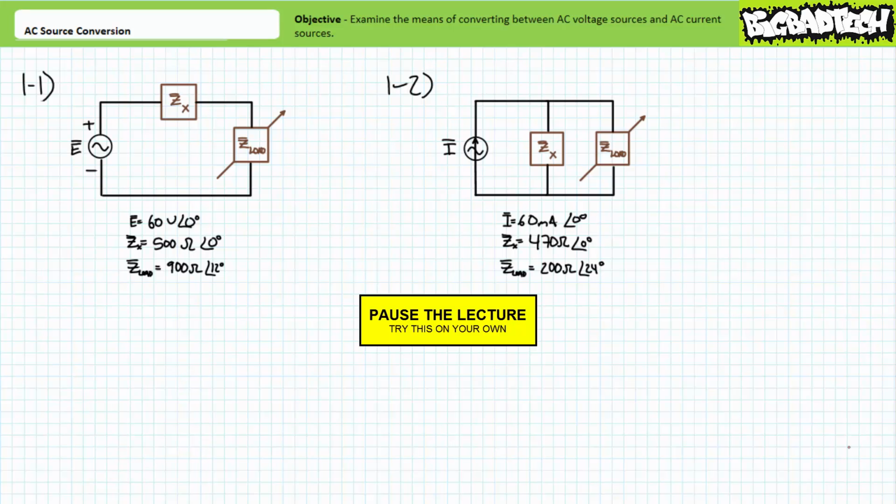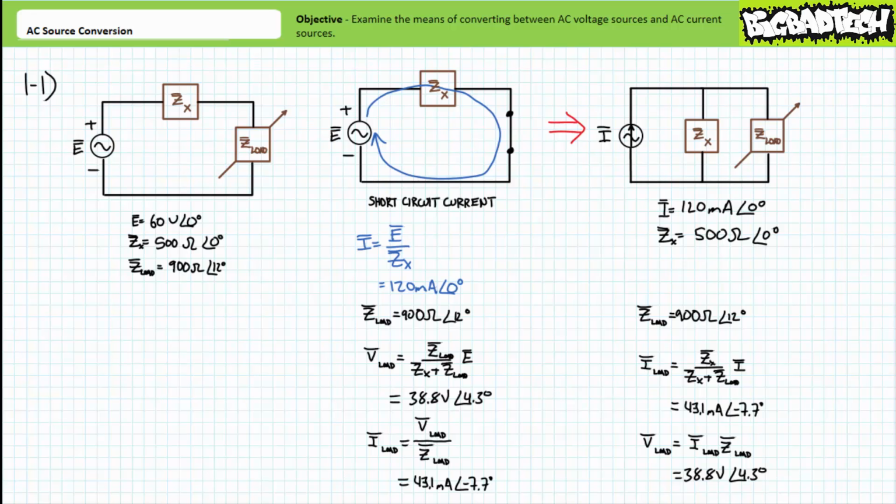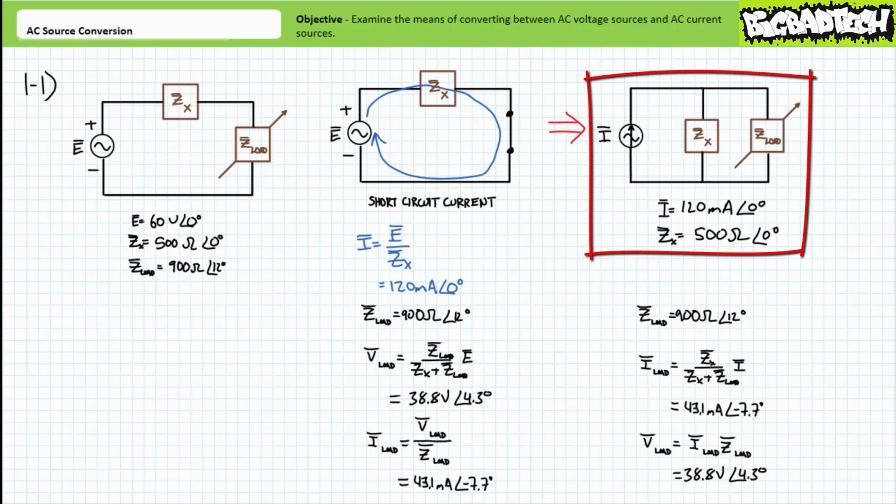If you're tracking, you should have obtained the following results. Our first illustrated example features a 60 volt at an angle of 0 degree voltage source in series with a fixed impedance of 500 ohms at an angle of 0 degrees, supplying a variable load impedance currently set at 900 ohms at an angle of 12 degrees. With the variable load impedance removed, an application of Ohm's law demonstrates the short circuit current will be 120 milliamperes at an angle of 0 degrees. Therefore, a current source of 120 milliamperes at an angle of 0 degrees in parallel to the fixed 500 ohms at an angle of 0 degree impedance should behave identically.